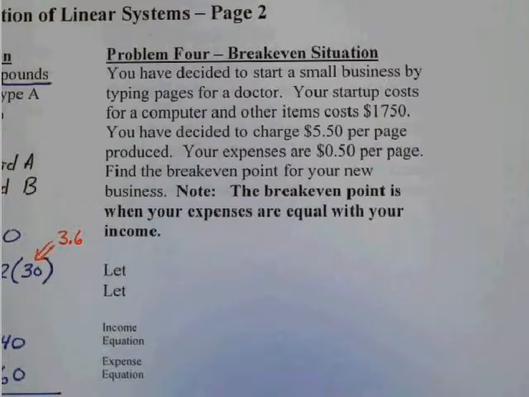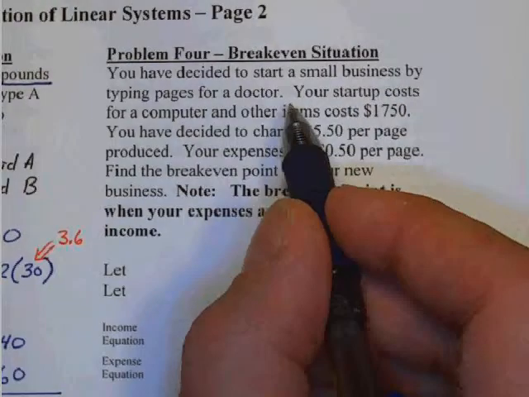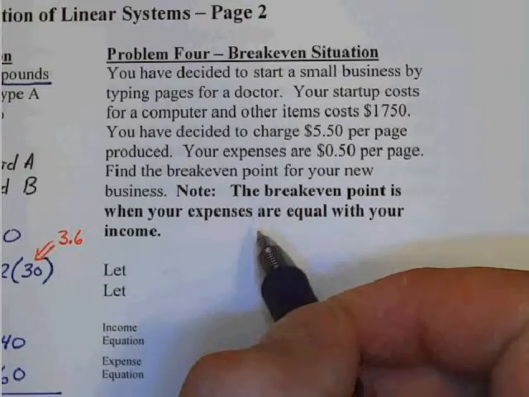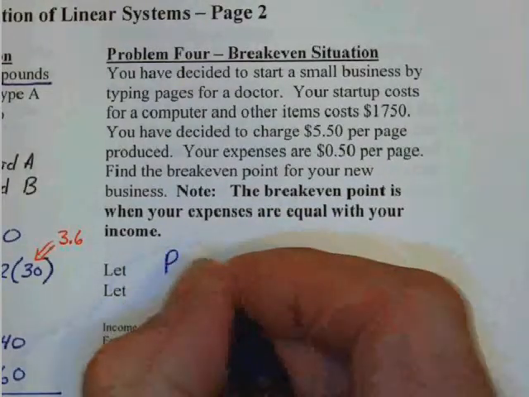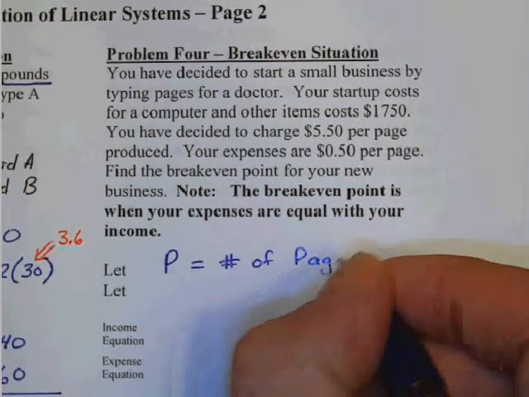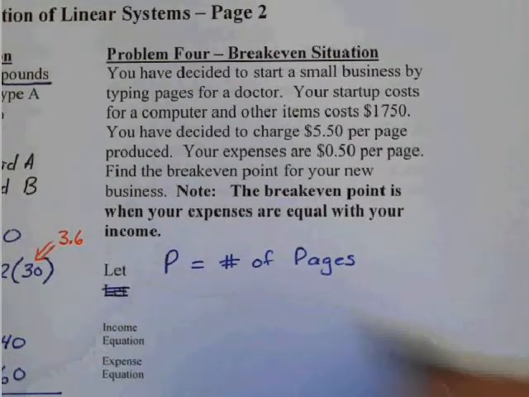We have the income equation and we have the expense equation. But before we look at that, we have to try to find out what we have as a situation. We're typing pages for a doctor. So in this case, we have to say, let P equal the number of pages. This actually is the only variable in our equation, so we can cross out the other let statement.